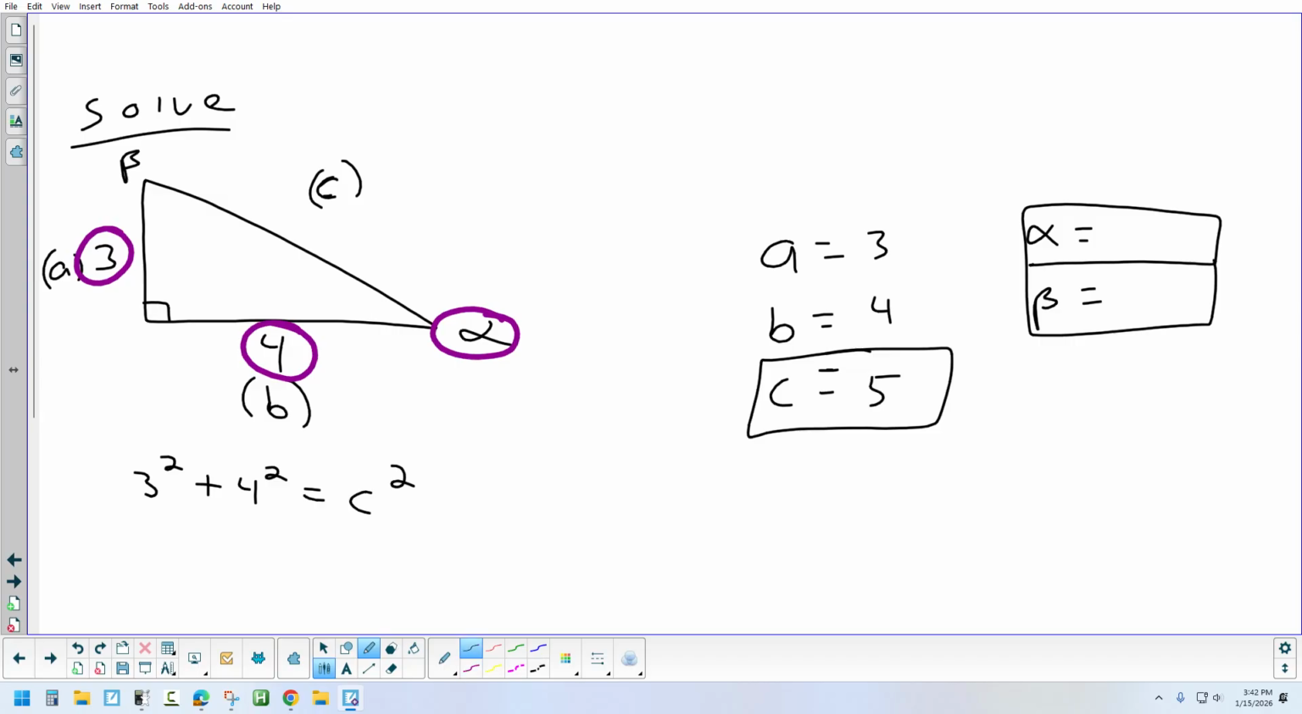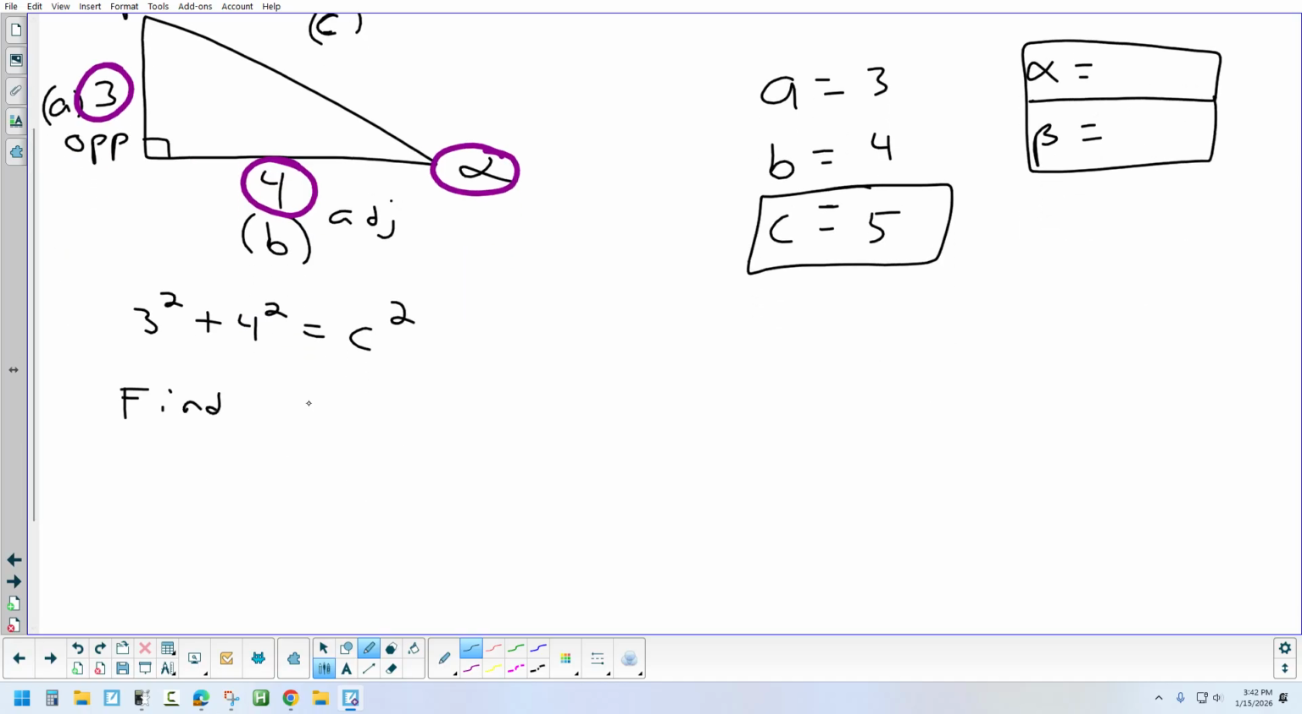Okay. What is the position of the side that's 3 units long in this triangle relative to alpha? Opposite. What about the side that's 4 units long? Jason? Adjacent. Good. So opposite and adjacent are the two sides we know. What trig function has opposite and adjacent in its definition? Tangent. Yep. So let's find alpha.